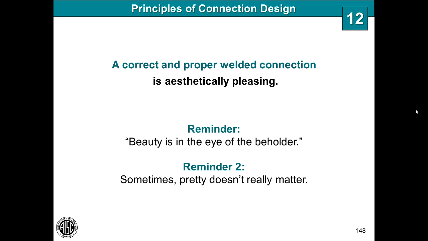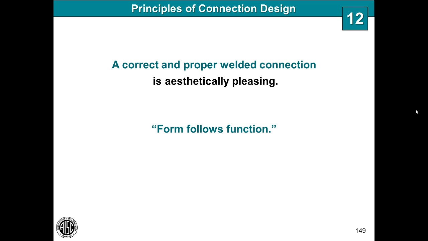But I'm seeing more and more use of architecturally exposed steel, and I always look at the connections. And I see some good connections. I see some ugly connections. So let's take a look at aesthetics for a moment. You probably heard the term form follows function. Actually, that is a misquotation of Louis Sullivan, who said form ever follows function. And this is the context in which he said it.